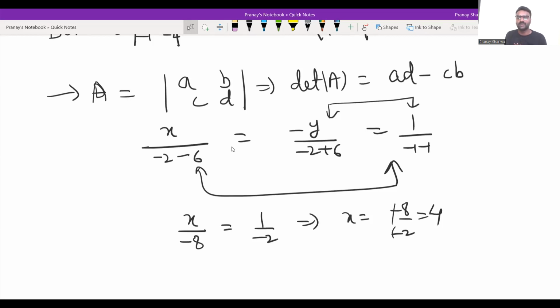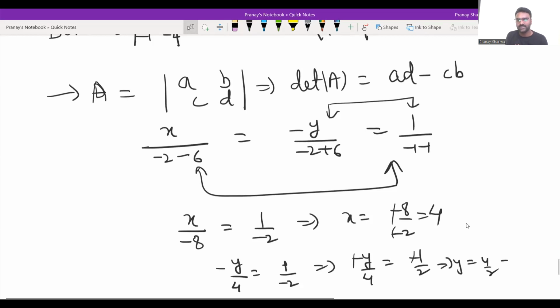So this will give us the value of one variable. For another variable, y: minus y divided by 4 equals 1 divided by -2. All right, minus should not be there in the denominator, so we should be shifting it to the numerator. This will go away. That means y should be 4 by 2, that is nothing but 2. Again, we got 4 comma 2 as our representation, x comma y. That is the solution of this.